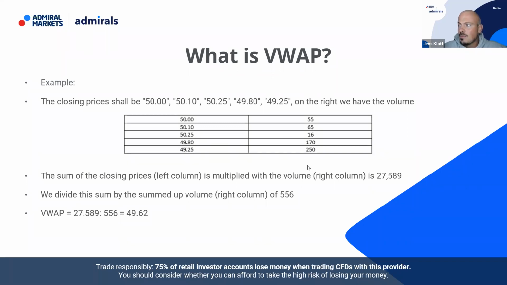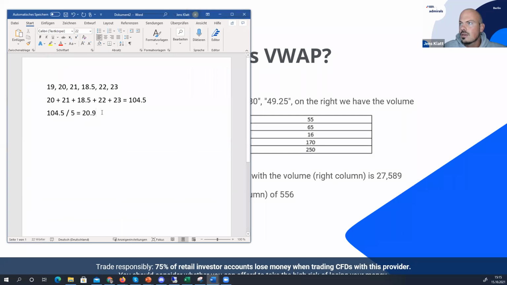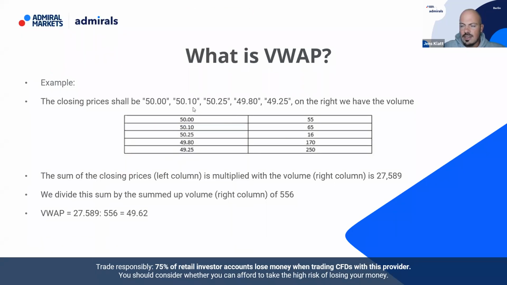What matters is what happens if we now calculate the moving average price. If you look at the closing prices and sum up 50, 50.1, 50.25, 49.8 and 49.25, you get 49.88. This is what you get if you calculate the simple moving average 5 of these 5 closing prices.